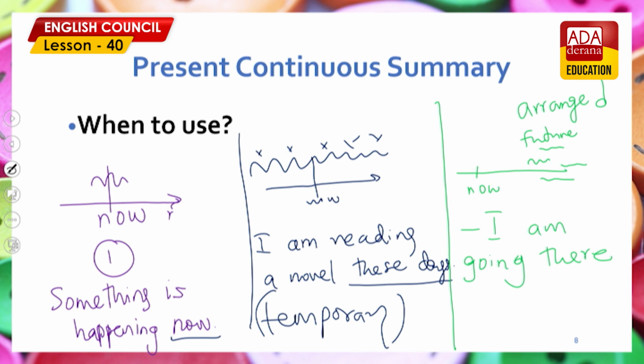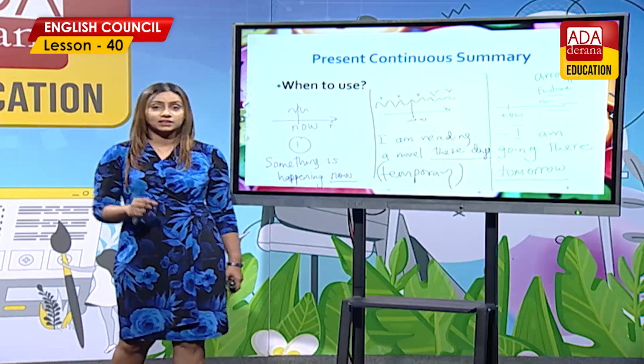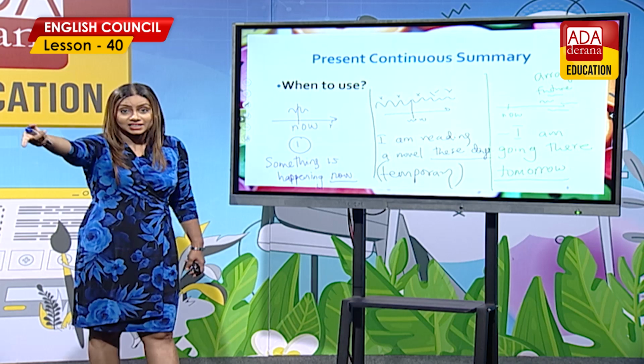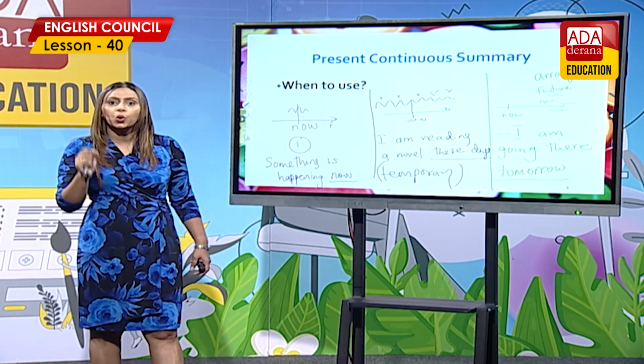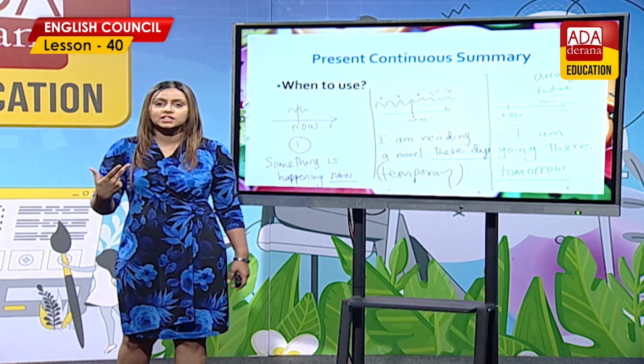I am going there tomorrow. So the time word is tomorrow. Now, at the time of speaking, tomorrow is nowhere near the present moment. Or next month, next year. So I am going there. I am going there is present continuous tense.